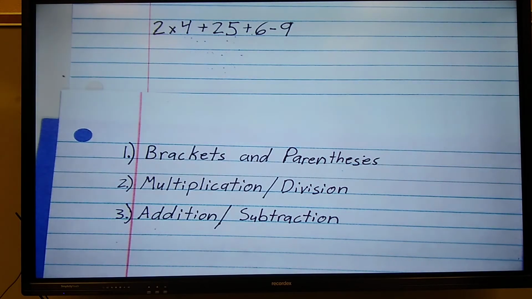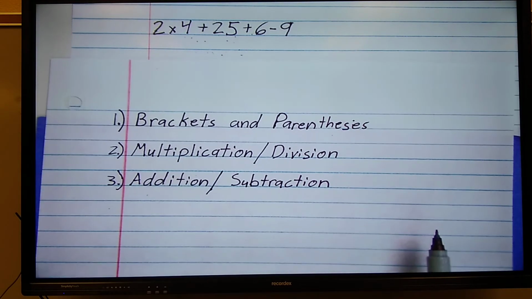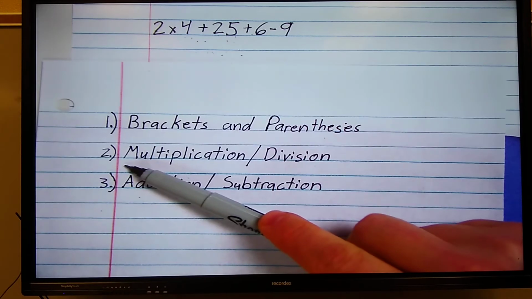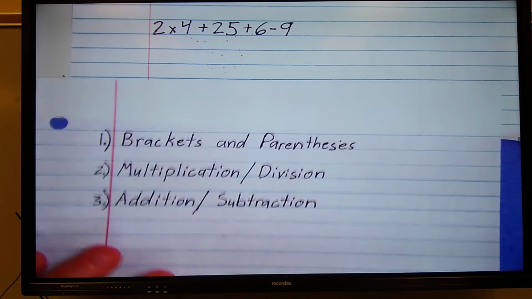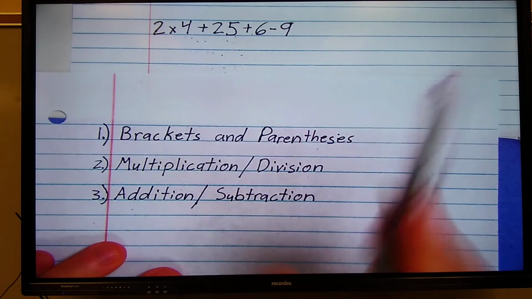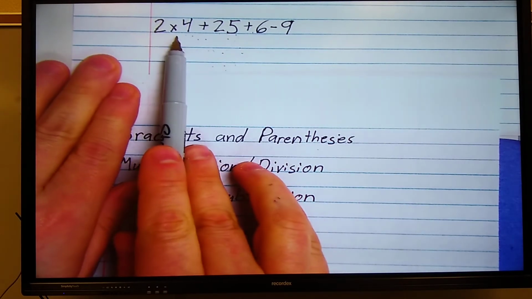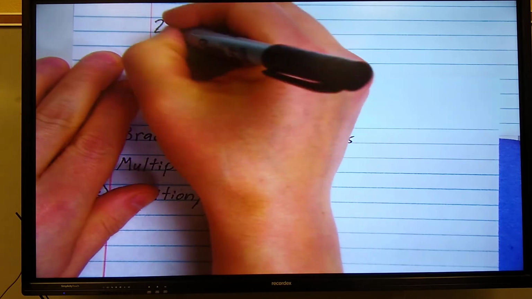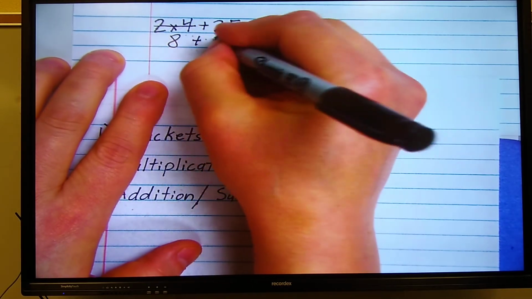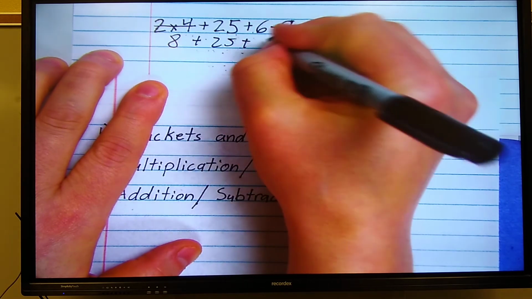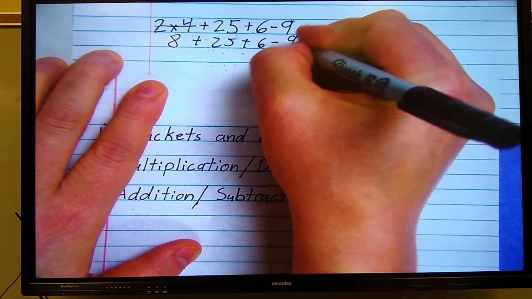Notice there are no brackets, no parentheses, so you can go straight to step number 2. Pause the video. All right. Multiplication and division first. I do have multiplication right here. 2 times 4 is 8. So I'm going to write 8 plus 25 plus 6 minus 9.